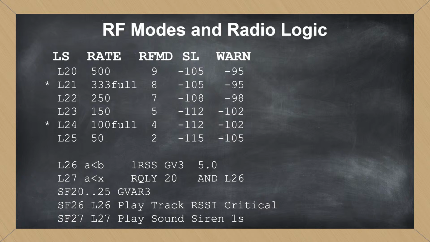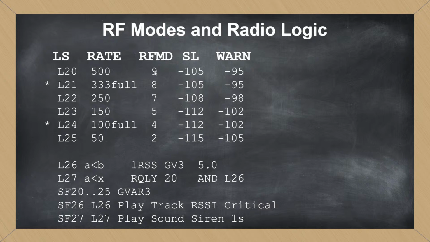And the RF mode, you'll see in that center column right here, this 987, this column, those are RF modes in the table specified by Express LRS. And for each RF mode, there's a rate and there's a sensitivity limit. See this negative 105 right here? That's the sensitivity limit for the rate of 500. So I set up a logical switch L20, and I said that's the rate of 500.